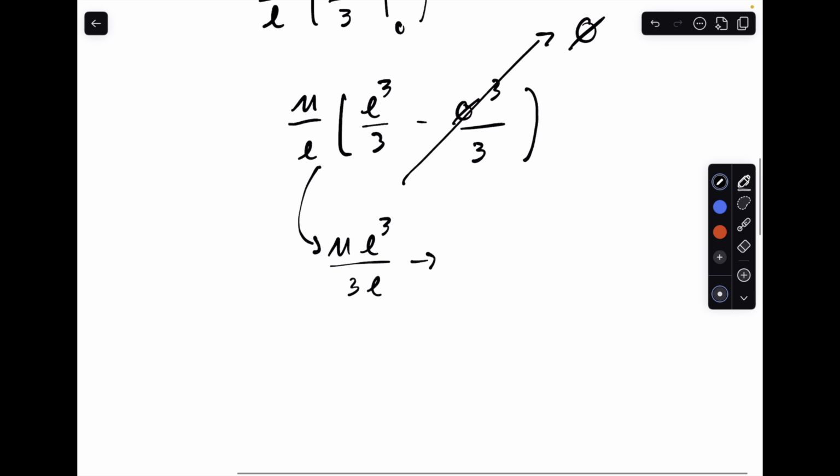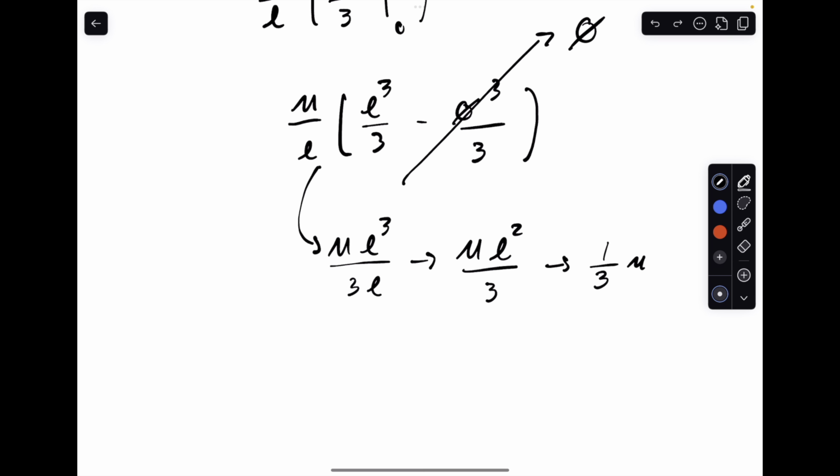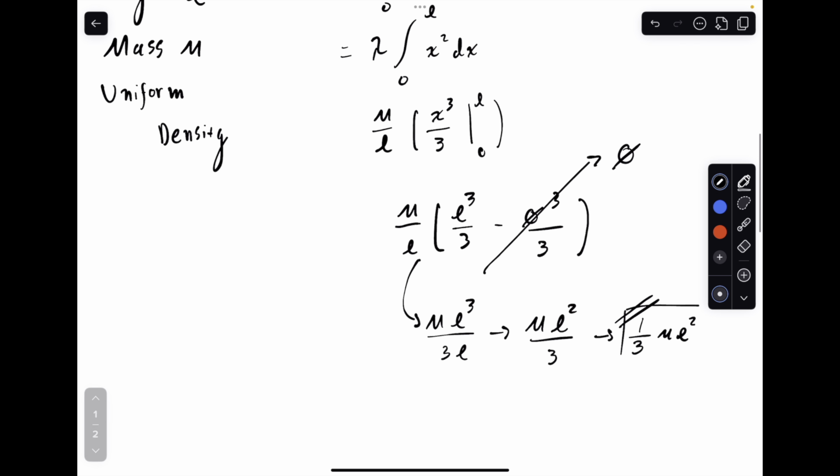And I'll just do fraction work. So L to the third divided by L is L squared. So this becomes m L squared divided by 3, or 1/3 m L squared. So you might have seen that before, but that is the actual rotational inertia of a rod about its end.